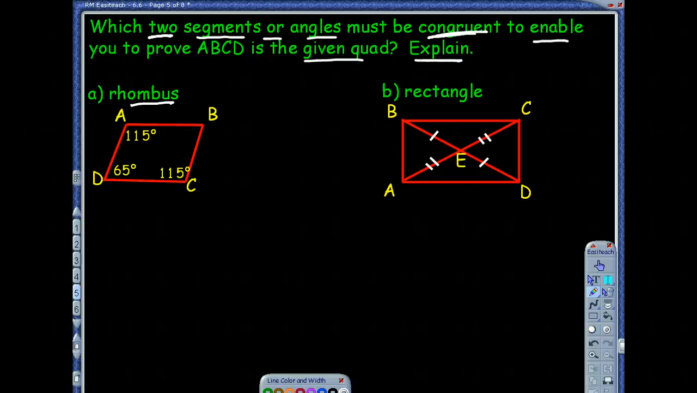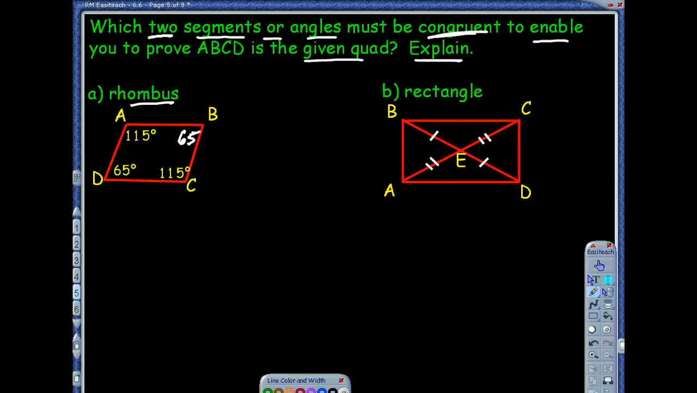Okay, looking at the picture, I can tell right now that it is a parallelogram. And why do you know that? Because opposite angles are congruent. These are congruent, and the other one's not in there, but that would be a 65, because if you do 360 minus the others, that leaves you with the 65. So we already know it's a parallelogram. What does that mean? A rhombus is just a type of parallelogram.